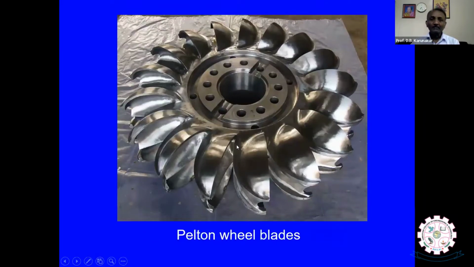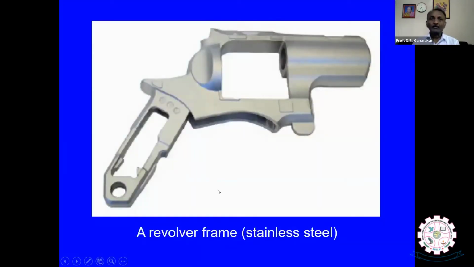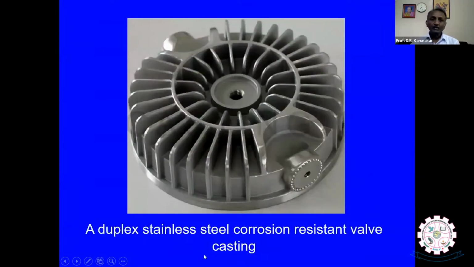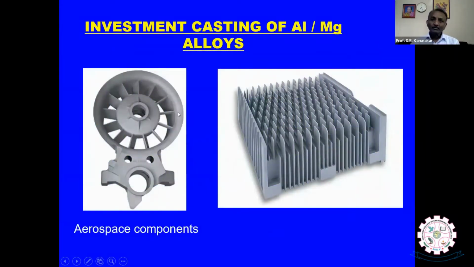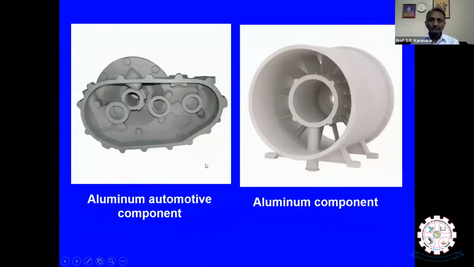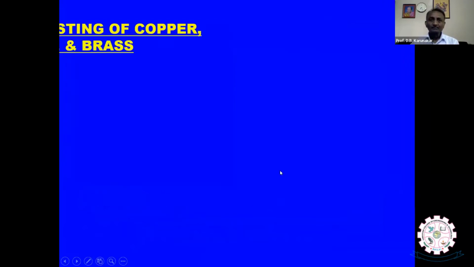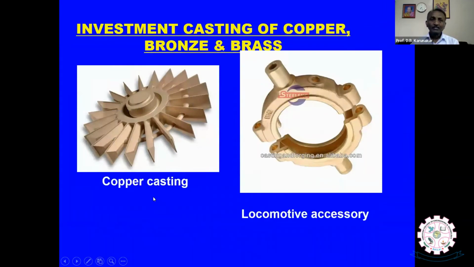Yes, these are the Pelton wheel blades. Each blade is manufactured by investment casting. Now you see a revolver frame. So this is also manufactured by investment casting process. Yes, this is the duplex stainless steel corrosion resistant valve. Now you see aerospace components. These are manufactured by investment casting. Aluminum automotive components. These are manufactured by investment casting. So this is the copper casting, locomotive accessory.